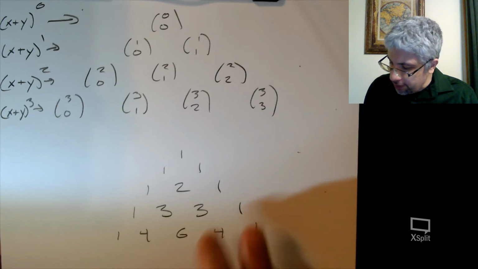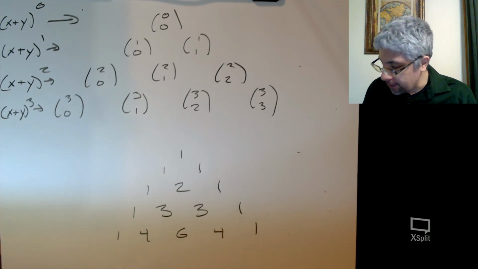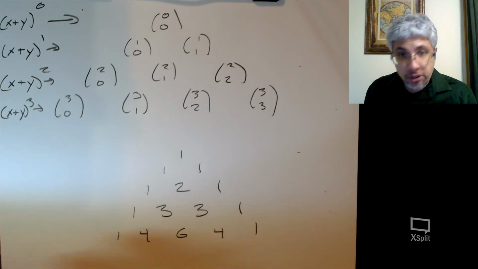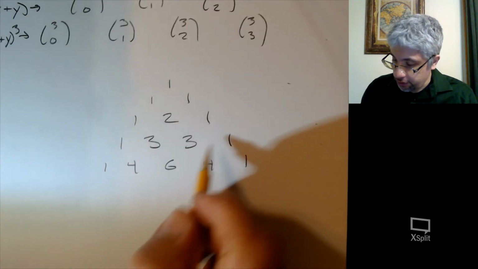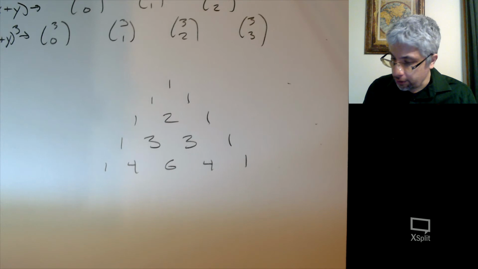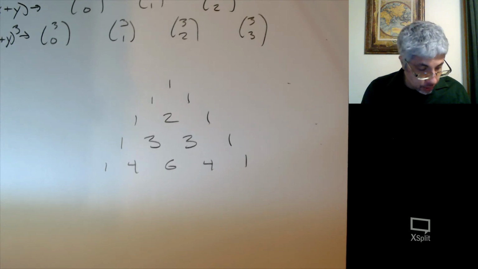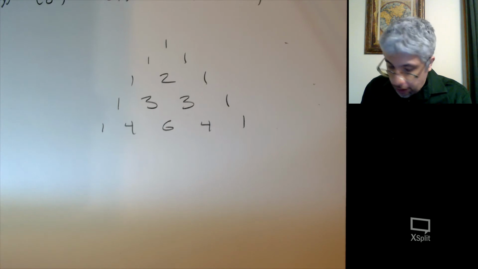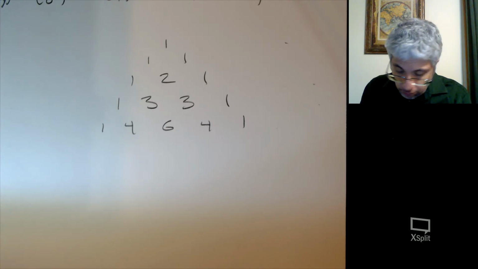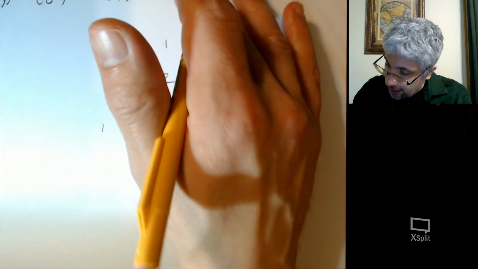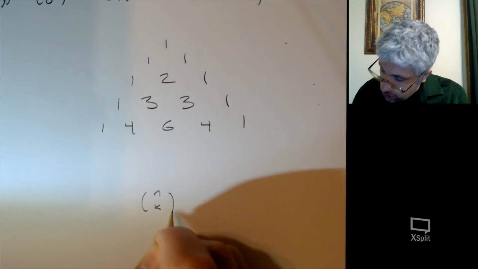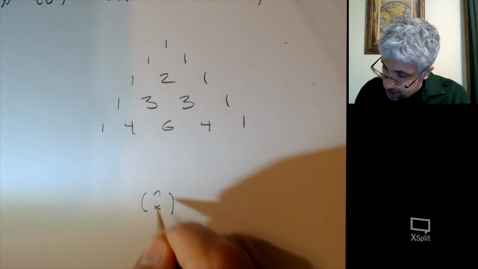Well, if you know Pascal's triangle, the inappropriately named Pascal's triangle, then you probably know that each of these numbers is going to be the sum of the two above it. You'll notice 4 is 3 plus 1, 6 is 3 plus 3, and so on. So what must that mean for the binomial coefficients? It must mean we have some sort of an identity, which we do.